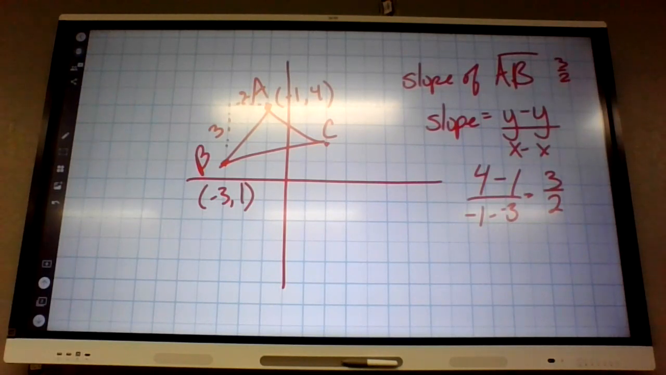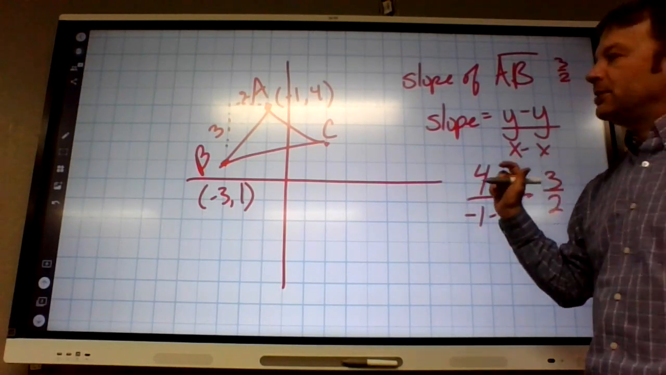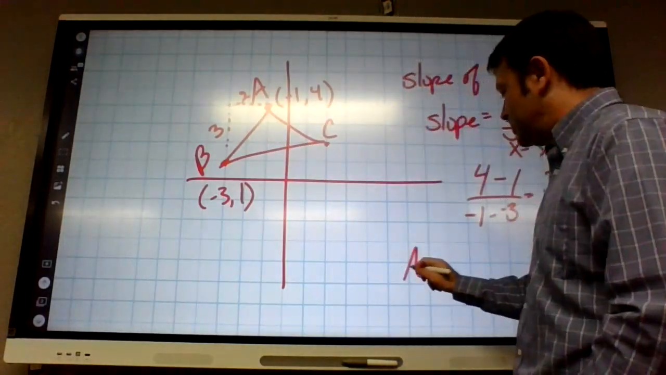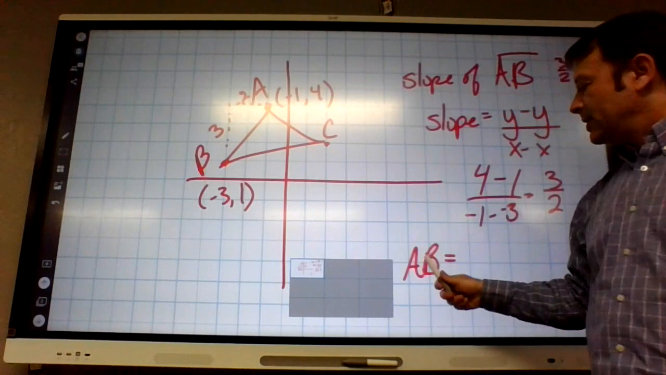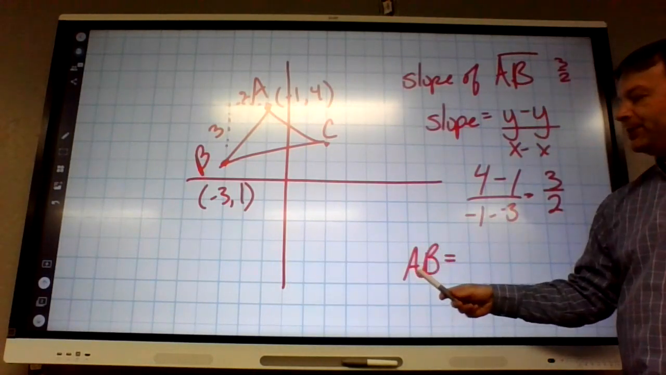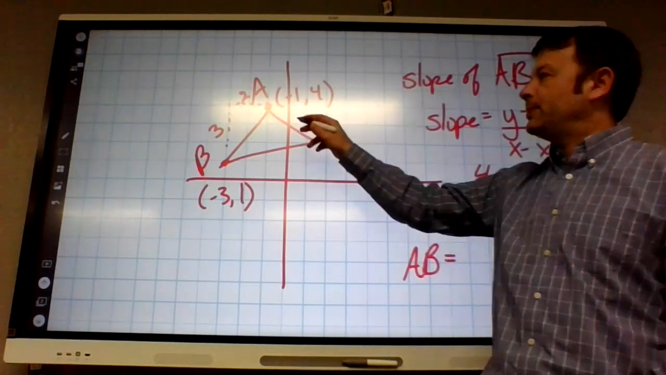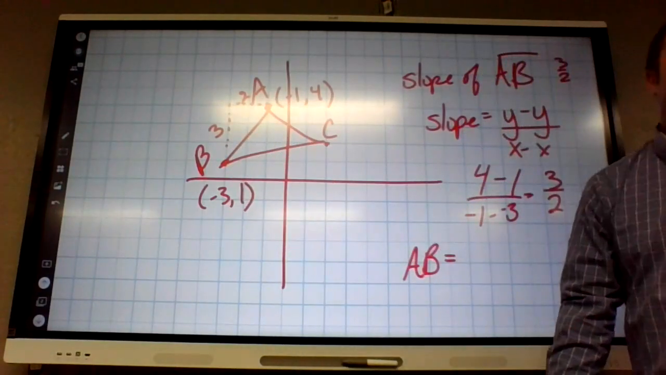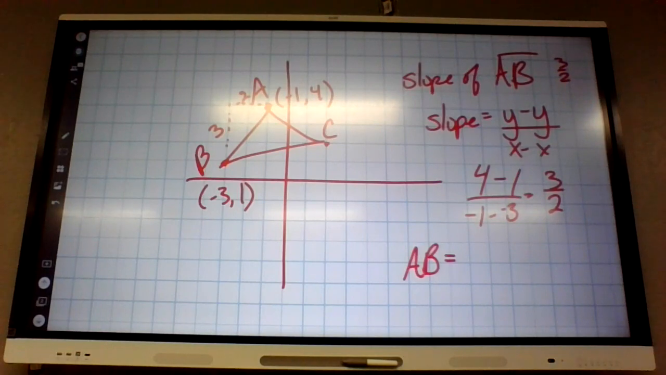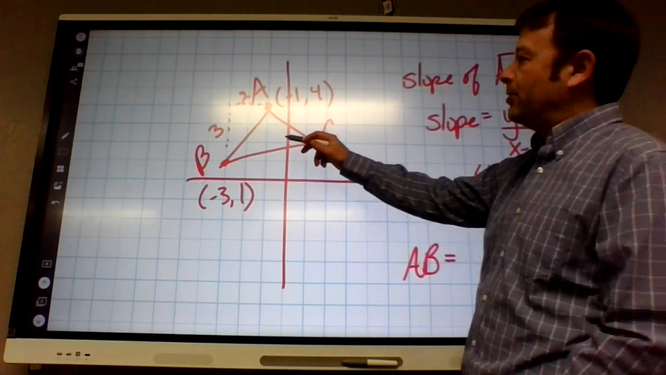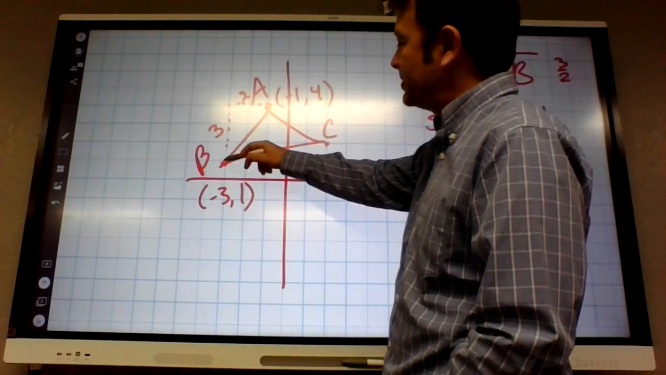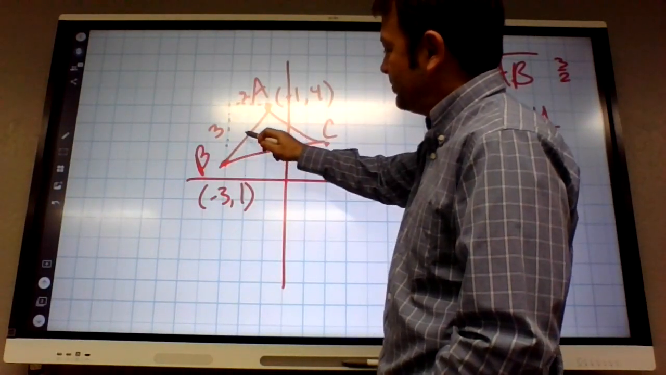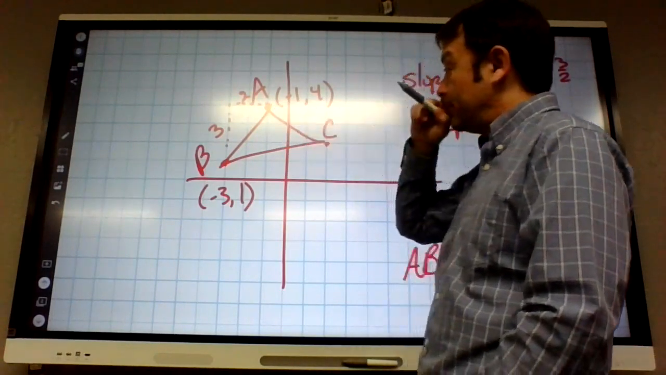Okay. What if I said find the length of AB, which the way you would denote that is just put AB. Find the length of segment AB. AB equals what? How would we do that? It would have to be longer than 3, right? Because 3 is like a straight line going up 3. This line goes up 3, but it also moves over, so it should be longer than 3.